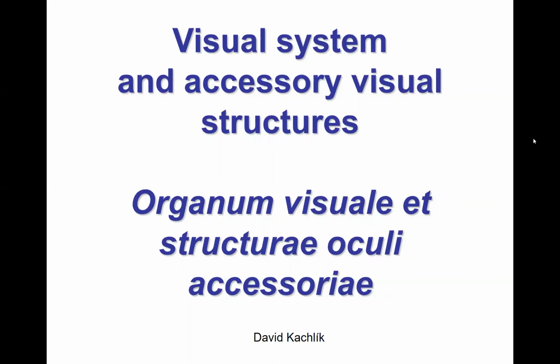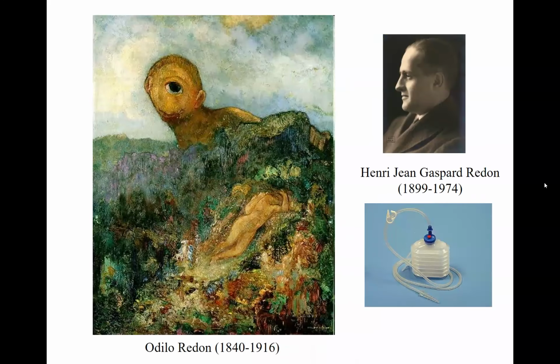So good morning. The topic of today is the visual system and its accessory visual structures. Here you can see one very rare developmental defect, which is called cyclopia, and it was drawn by Odilon Redon, a French symbolic painter.